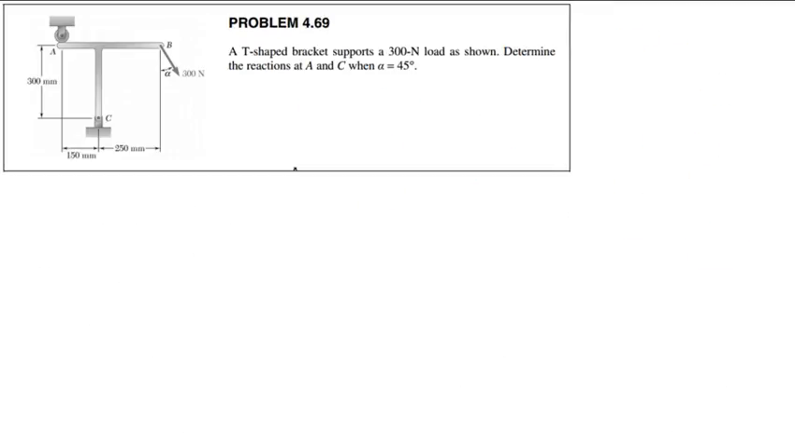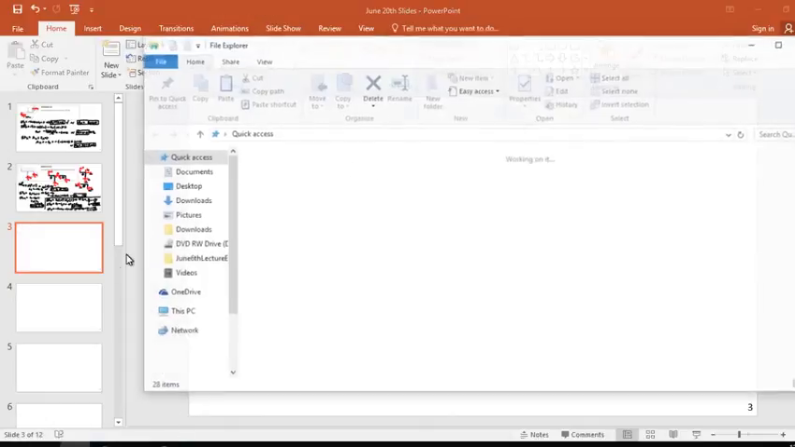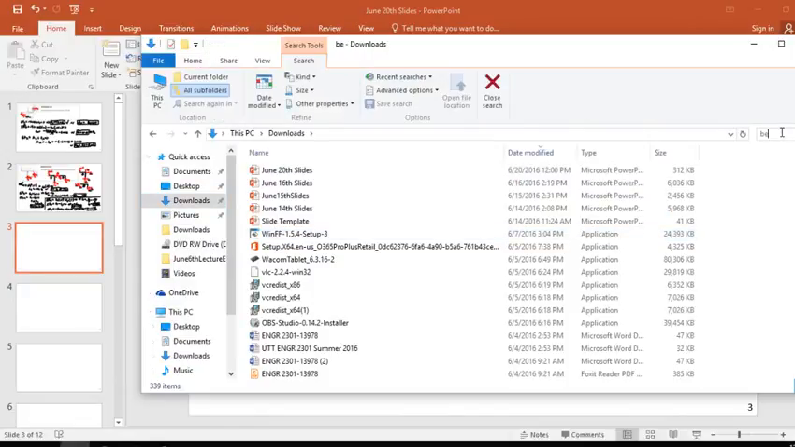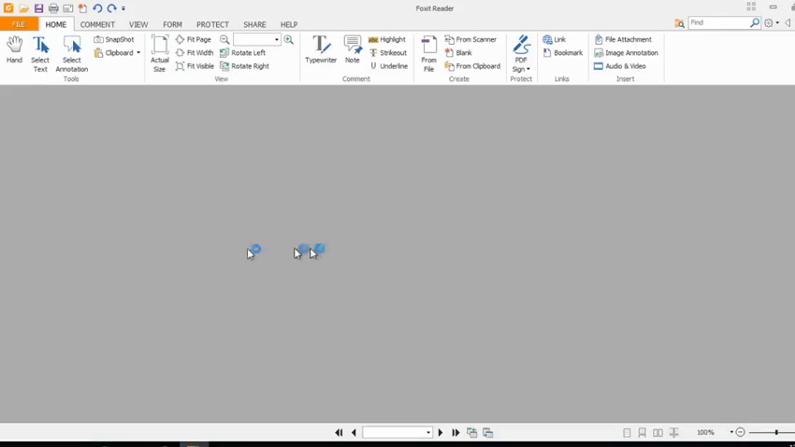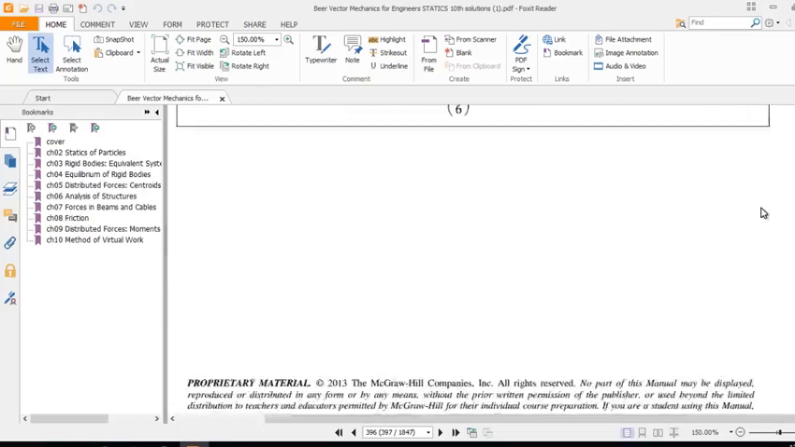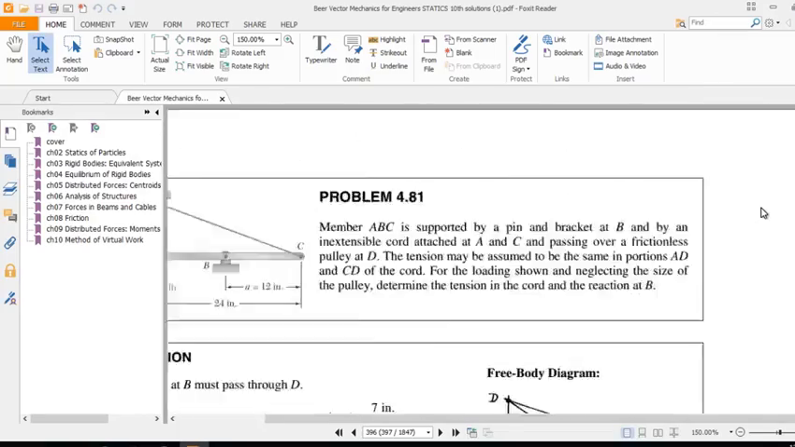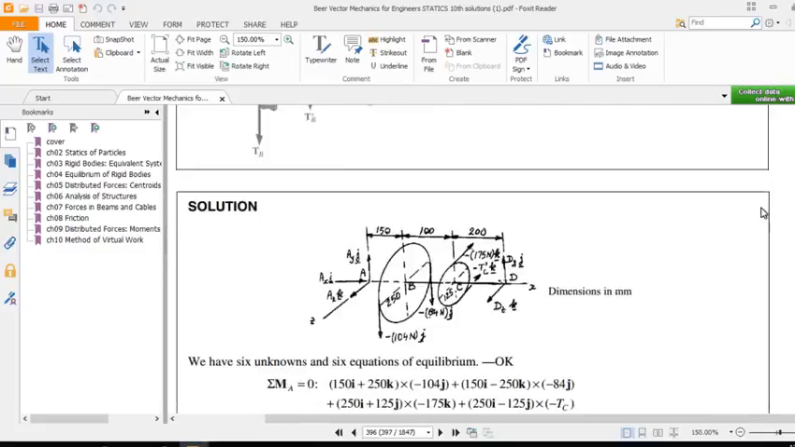4.69. Wait, did you say 4.69 or 4.99? Okay. Sorry. Let me fix that just a second. Let me get this one here. Let me just copy the problem statement from the manual into here, and then I'll work on it.